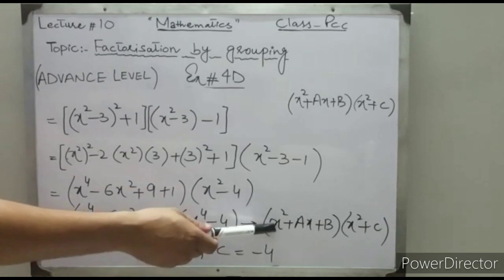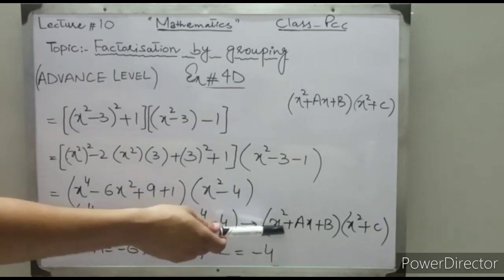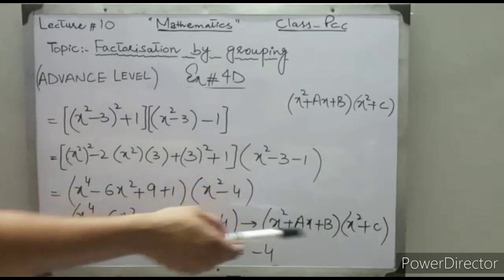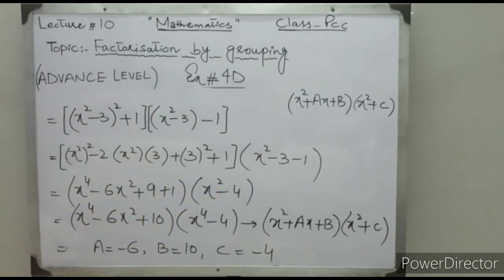On comparing these two expressions, we have a is equal to −6, b is equal to 10 and c is equal to −4. Students, we have completed all the advanced level questions.